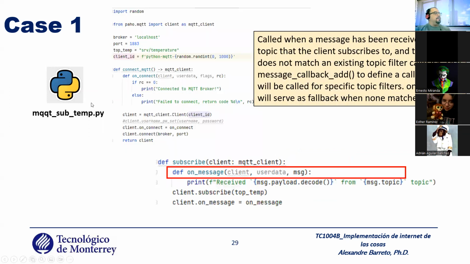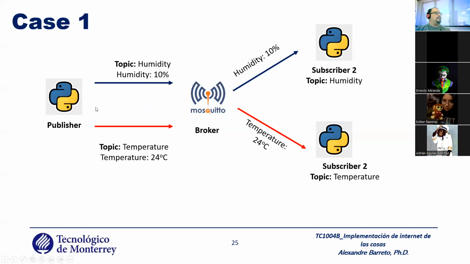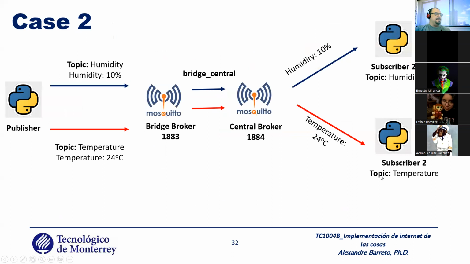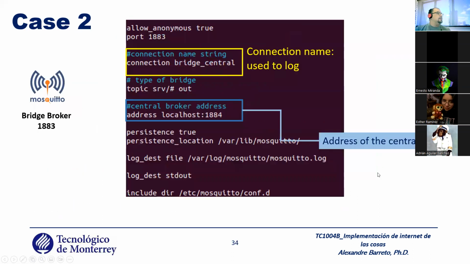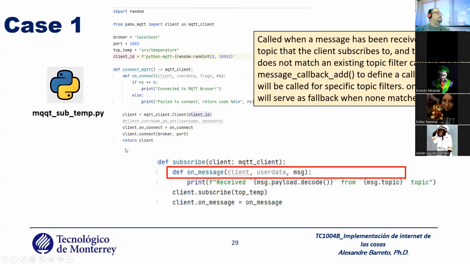Okay. Remember, you have 2 subscribers, no? Subscriber 1 receives humidity, subscriber 2 receives temperature. The only thing that you need to pay attention to is that you need to define the topic. You only receive server-temperature.